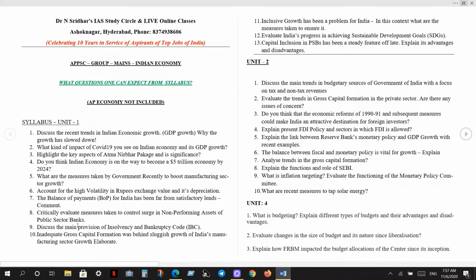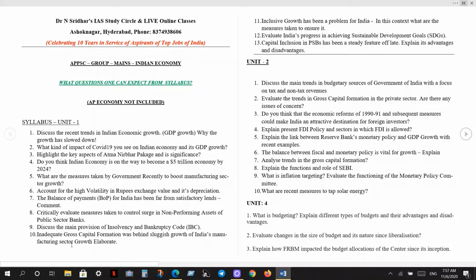What is the quantum of NPS as of the second quarter end, September 30th, and what are the measures that we need to see? Of course, as I said, this can also be asked as IBC and recent amendments that have been done. Then gross capital formation. This is a minute area.